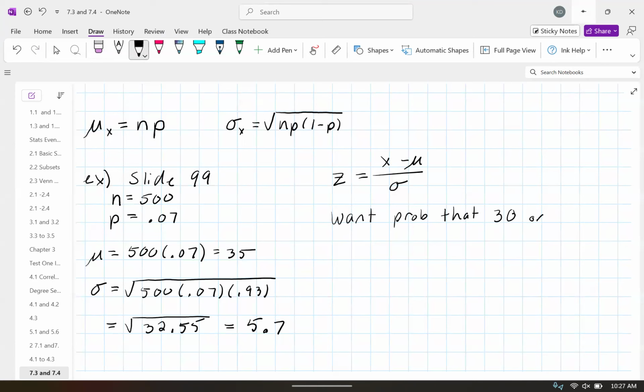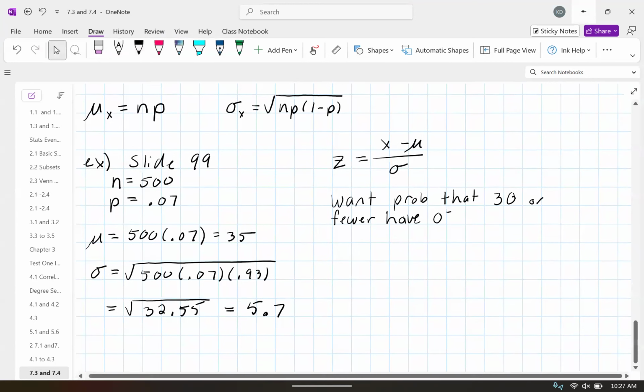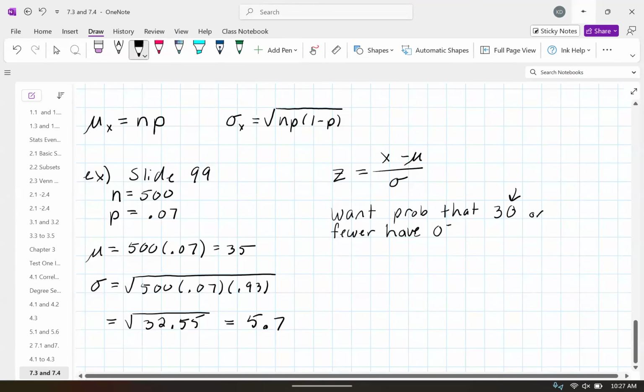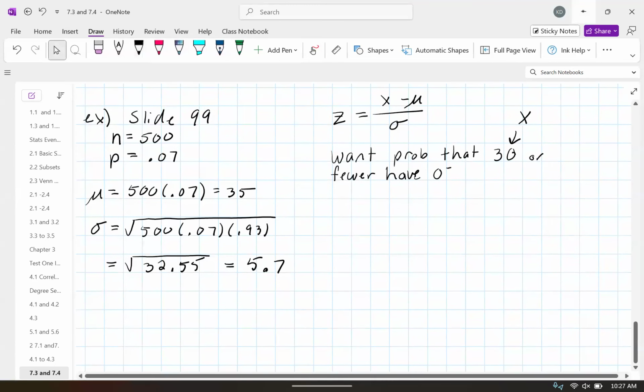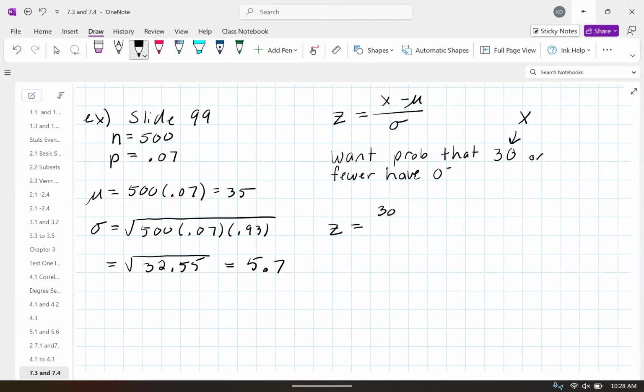Or fewer. So that's what we're looking at. So our 30 is our X value. We're going to plug in our numbers. So our z equals 30 minus 35, all over 5.7, which gives me -5 right here.